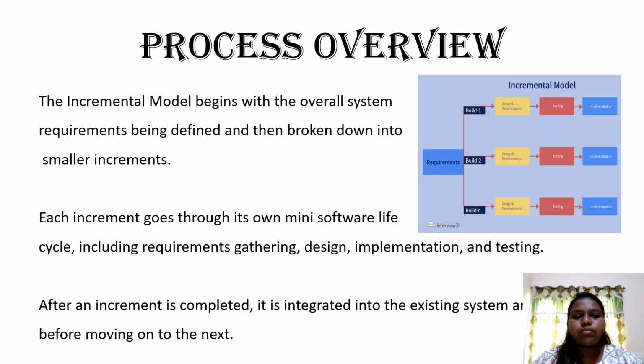Process overview. The incremental model begins with the overall system requirements being defined and then broken down into smaller increments. Each increment goes through its own mini software life cycle, including requirements gathering, design, implementation, and testing. After an increment is completed, it is integrated into the existing system and checked before moving on to the next.